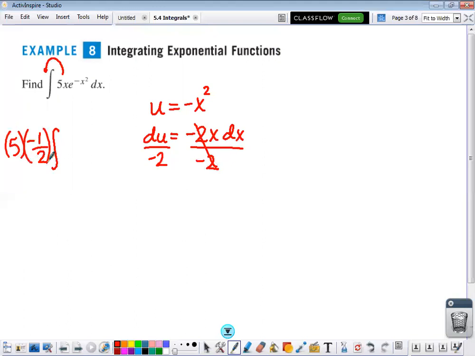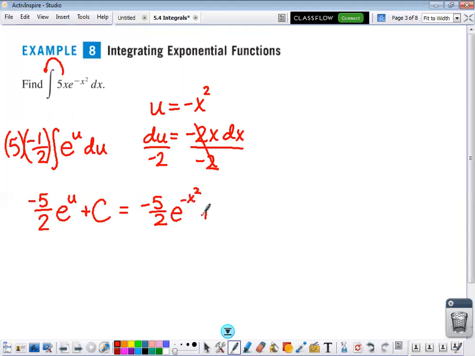Okay. So the x and the dx, that's actually your du now. So replace everything with u's. So this becomes integral e to the u du. So that's negative 5/2 e to the u plus c, or negative 5/2 e to the negative x squared plus c.